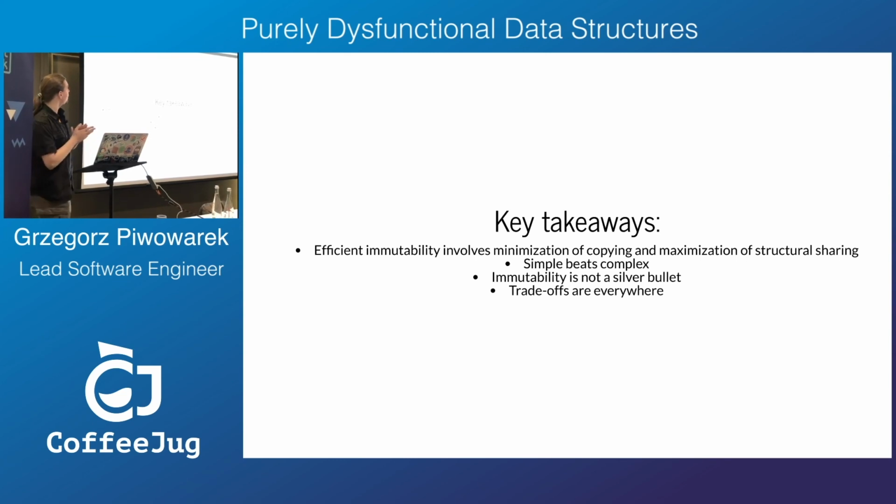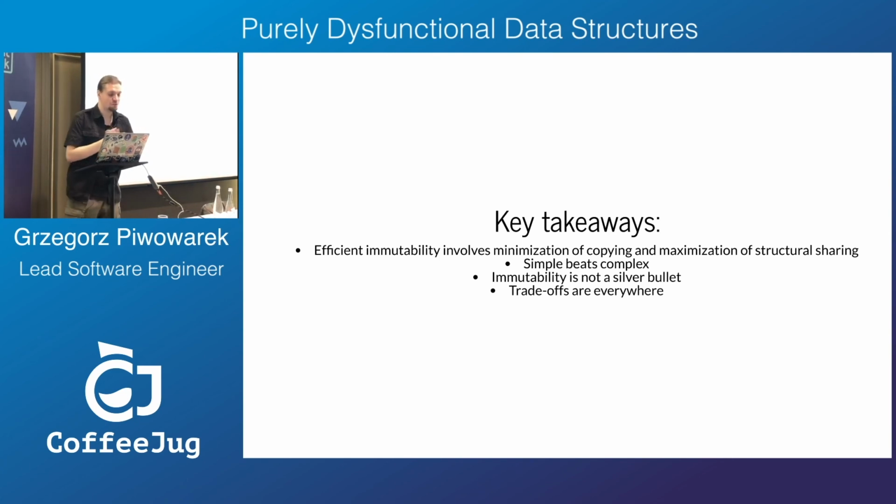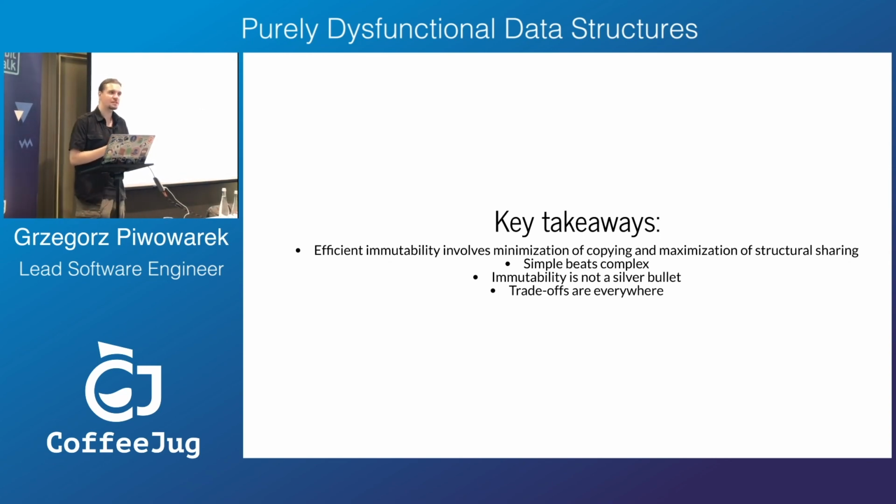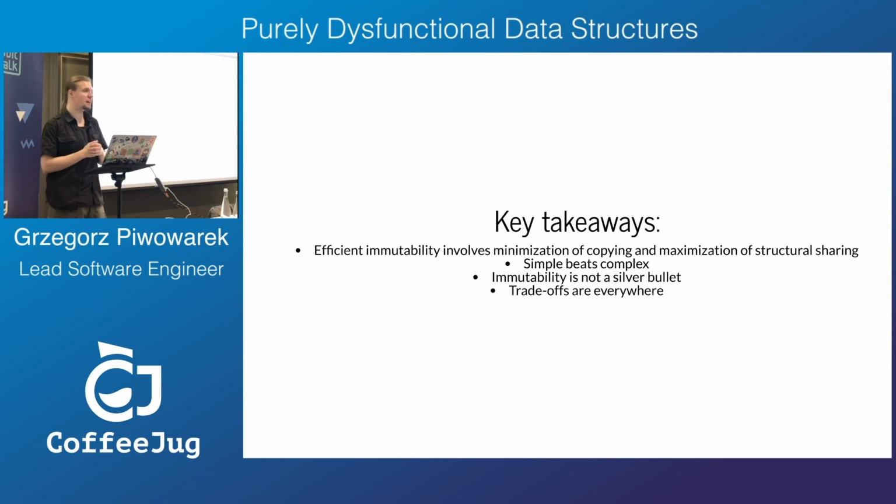So that would be all for today. What I'd like you to remember is that having efficient immutability involves quite a lot of acrobatics, and it's all based on minimization of copying and maximization of structural sharing. At the end of the day, we also see that simple solutions often beat much smarter and more complex ones. Those nice, perfect, ideal models that look great on paper don't run that well, because at the end of the day, there is some dumb piece of electronics that needs to actually execute those models that look great on paper.